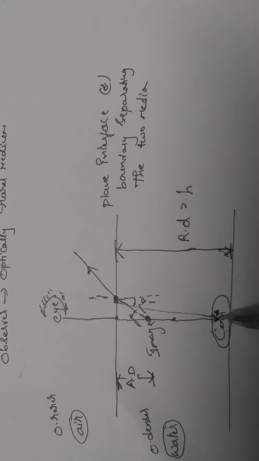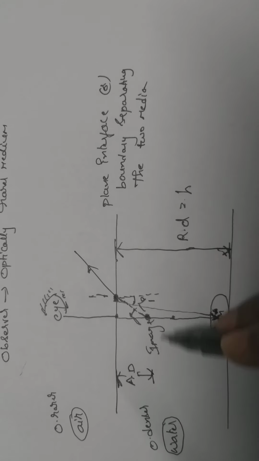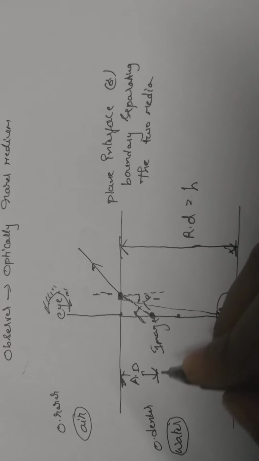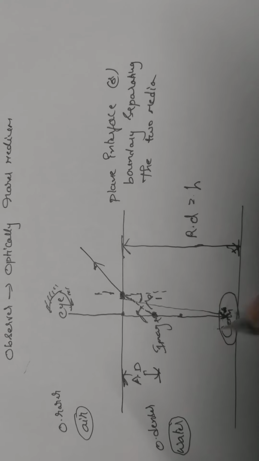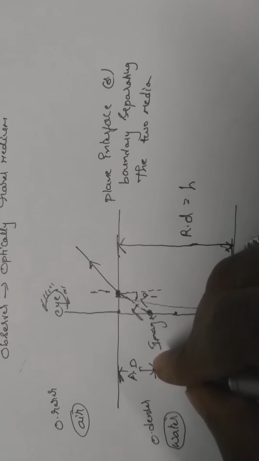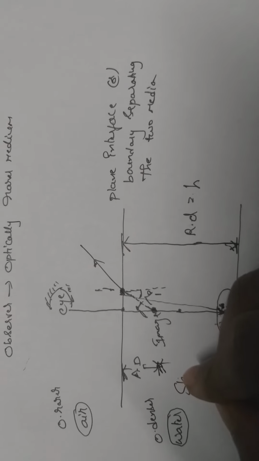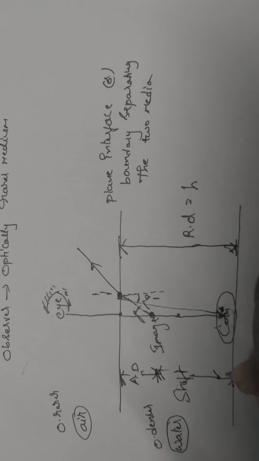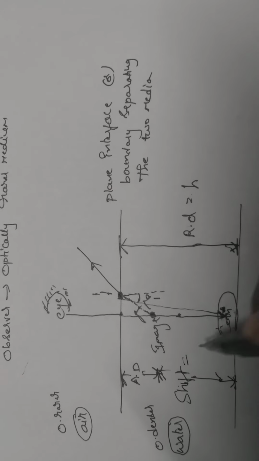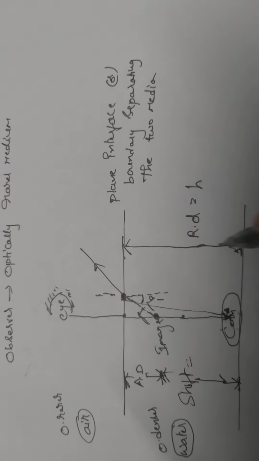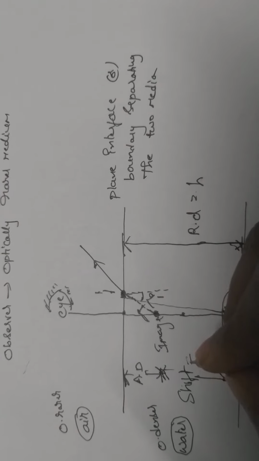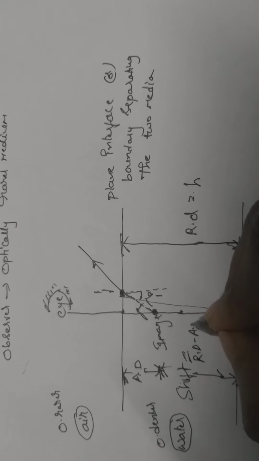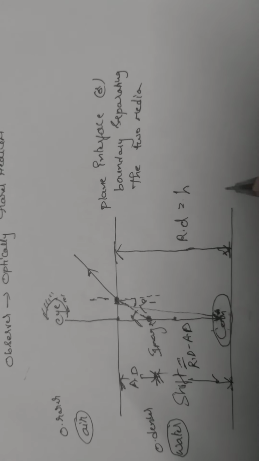We observe that there is a shift in the position of the coin. This is the apparent position of the coin as seen by this eye. This shift we can find: this is the real depth and this is the apparent depth, so the shift is real depth minus apparent depth. Let us now solve this.